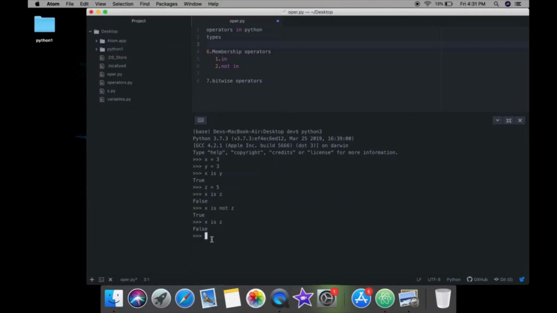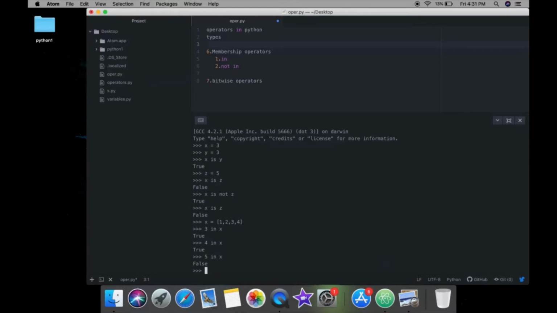Now we have in. For that we take an example of a list, like I have x is equal to 1, 2, 3, 4. And then in and not in means whether any particular value is in that or not. Suppose I need to find 3, then 3 in x, I will get true. If I write 4 in x, I will again get true. But if I write 5 in x, I will get false.